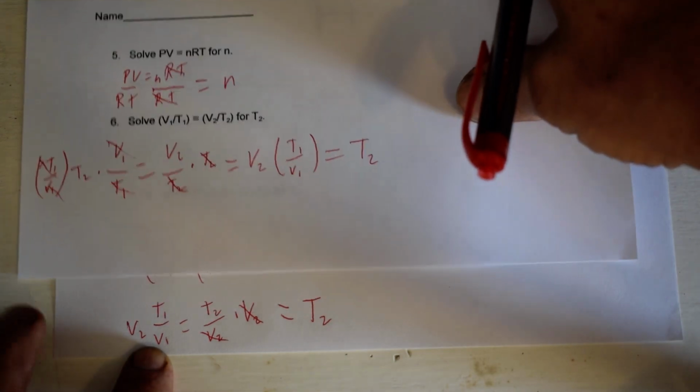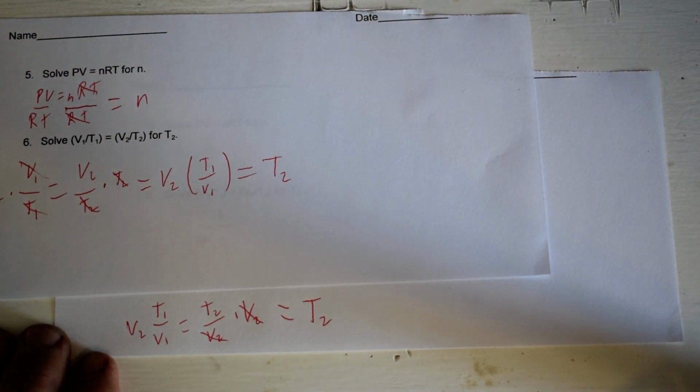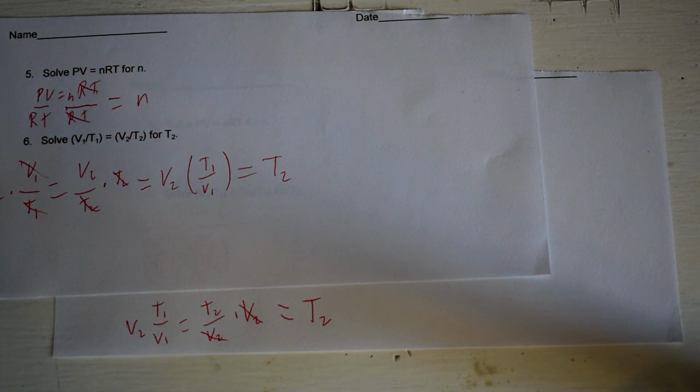And if we compare both answers, we see that we get the same answer. T2 is equal to T1 times V2 over V1. So whenever we follow mathematical rules, we'll get the right answer.